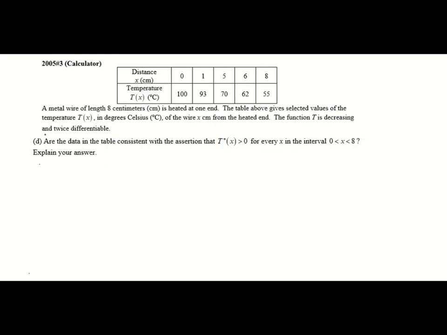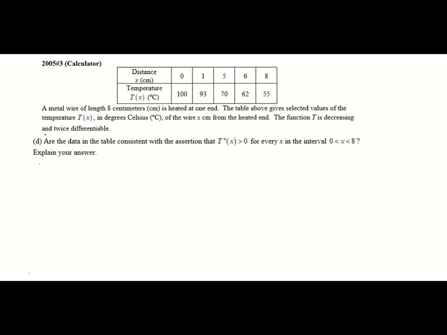Okay, D. Are the data in the table consistent with the assertion that the second derivative of T of x, T double prime of x, is greater than 0, or positive, for every x in the interval from 0 to 8? Explain your answer. Okay, this problem is kind of challenging to do, and it's more work probably than any of the others. So we don't have equations to work with. We are trying to get information about a second derivative when the values in the table are just about the original function. So we're looking at the rate of change of the rate of change of these values.